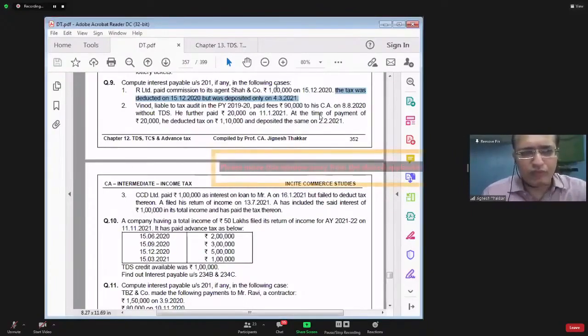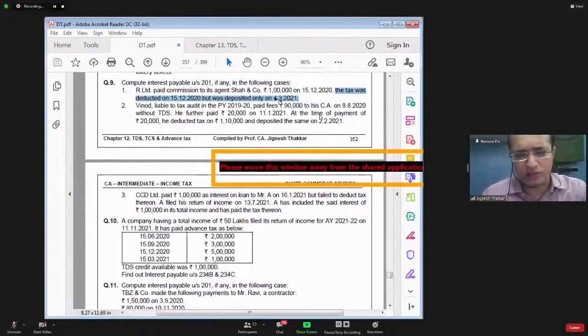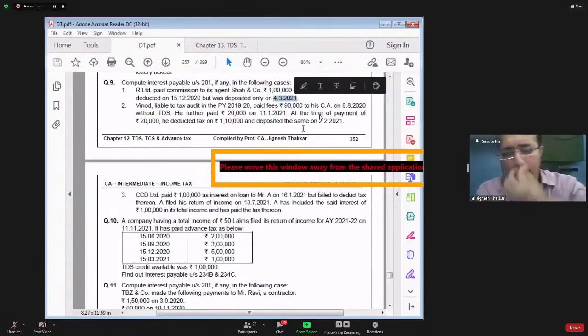See, on 15th expense was paid, on 15th TDS was deducted. So there is no late payment. Sorry, there is no late deduction. Whatever you deduct in the month of December should be paid by 7th of January. Instead, you paid on 4th March. So 1.5% per month interest will come.